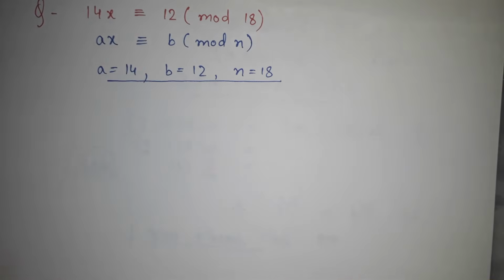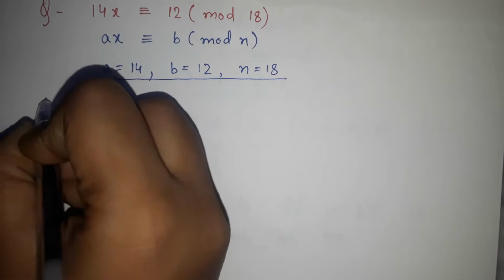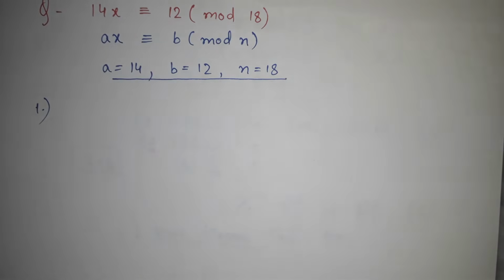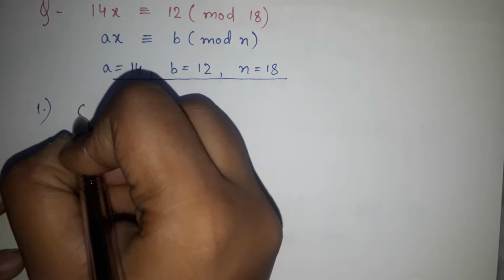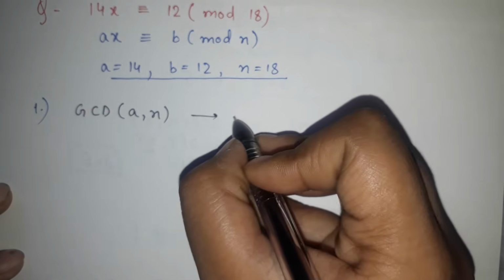After getting the values of a, b and n, we will start performing our steps. You can refer to that video for the steps; you can take a snapshot or note them down somewhere, it will be easier to understand. The first step is finding the GCD of a and n. In the first step, we find the GCD of a comma n, and whatever we get, we name it d.